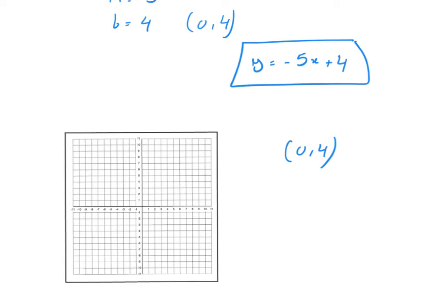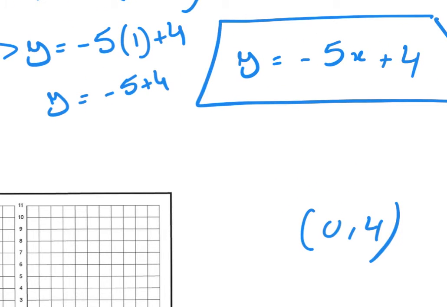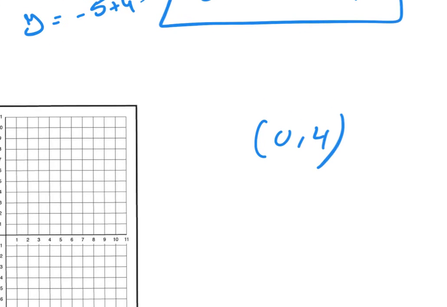So let x equal, for example, 1. Then y will be -5 times 1 plus 4, and y will be -5 plus 4, which is -1. I'm sorry, I said 1 at first, but that's going to be -1 here. So when x equals 1, we have y equals -1.